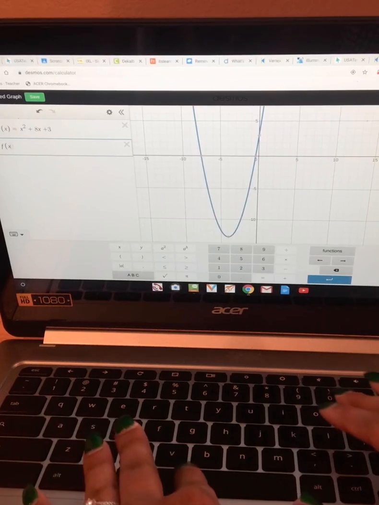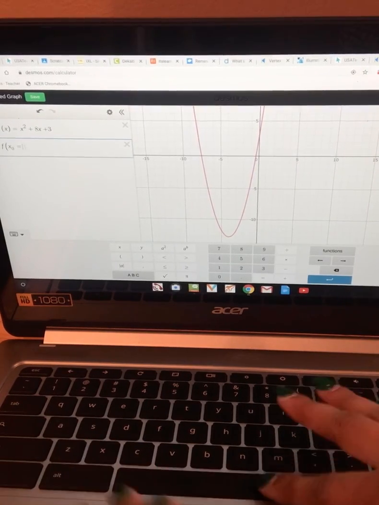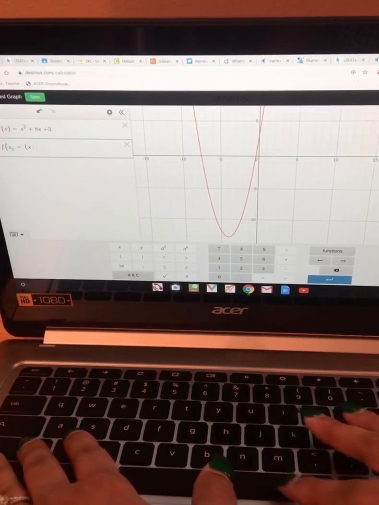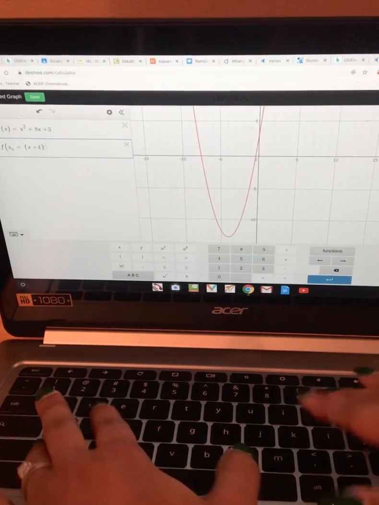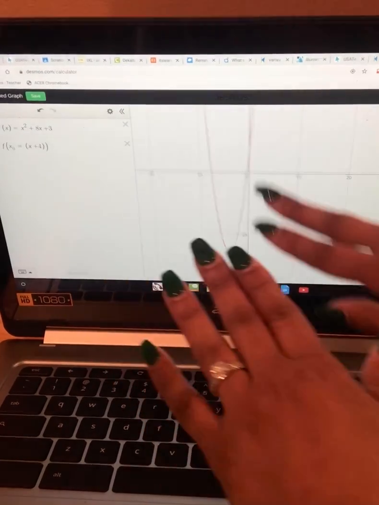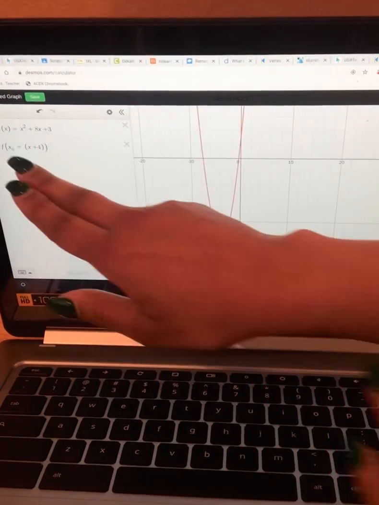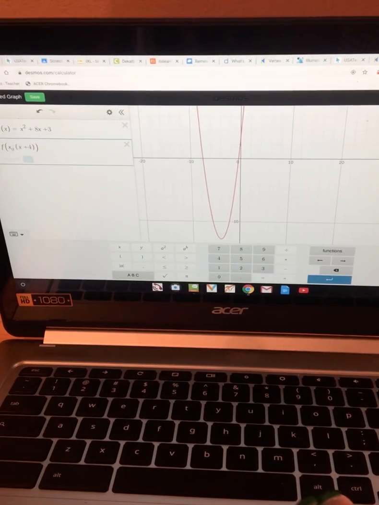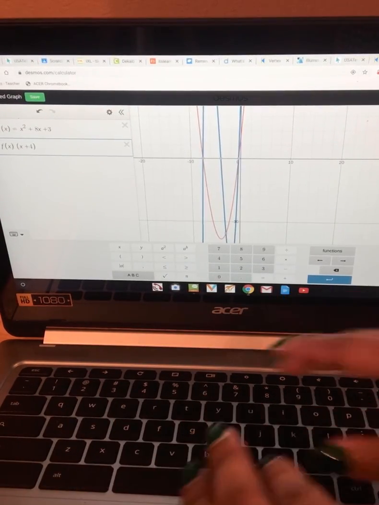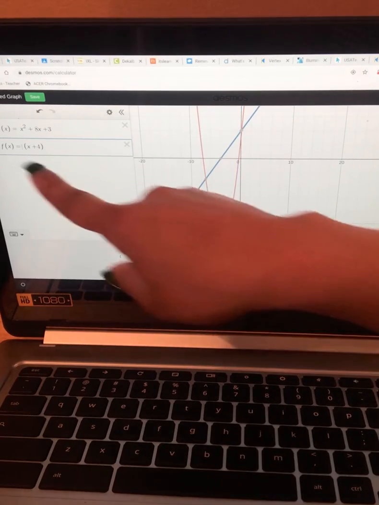So it's still f of x. I still have my equals, but I can also write this as an x plus 4. Okay, and while I'm doing this, it should be graphing. Oh, no. Got too much going on here. f of x equals, there we go, x plus 4.